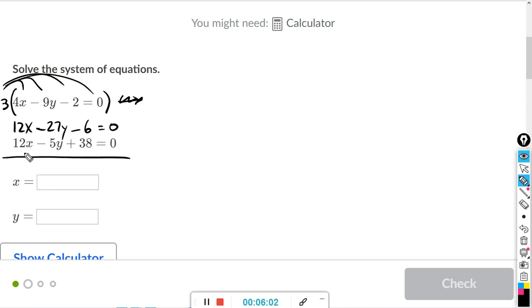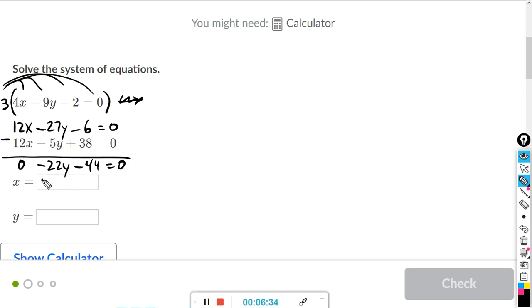So since I have 12x and 12x, I am going to subtract these two equations. 12x minus 12x is just 0. Negative 27 minus negative 5. Remember, the two negatives make it positive, so it's negative 27 plus 5. So it's going to be a negative 22y. And negative 6 minus 38 is going to be a negative 44. And that equals 0, 0 minus 0.